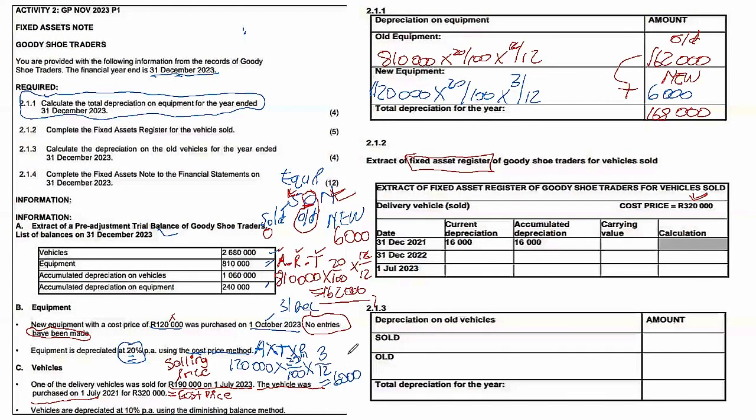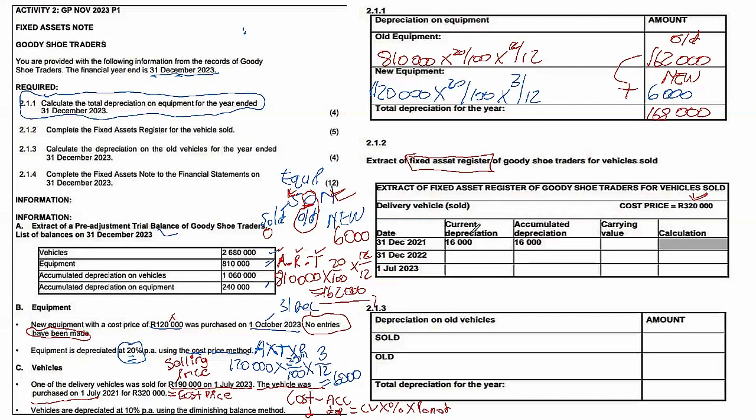Okay, the formula of diminishing balance: it's cost minus accumulated depreciation equals carrying value. And then after that you multiply by the percentage, and you multiply by the period or time. So that's our formula for the diminishing balance method.